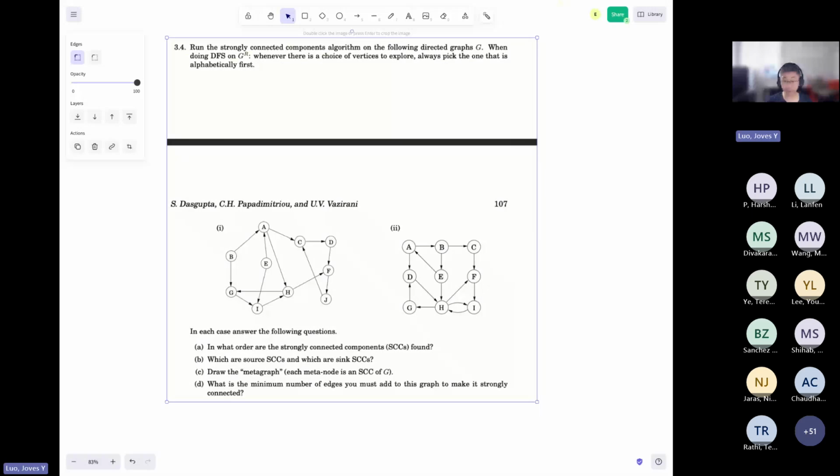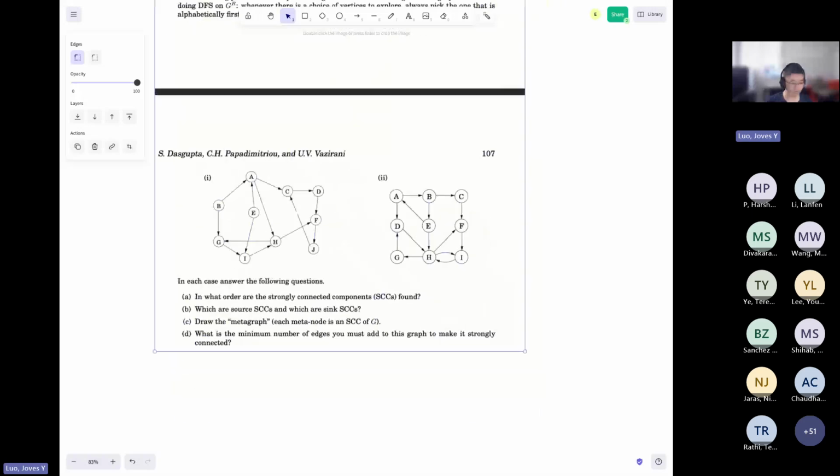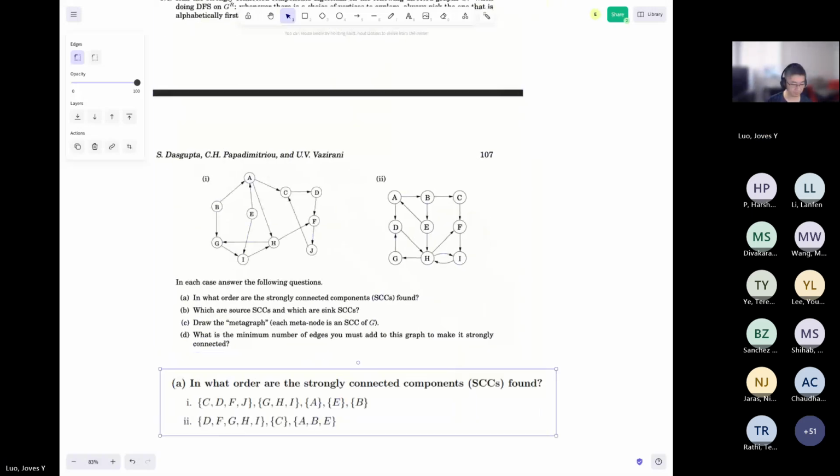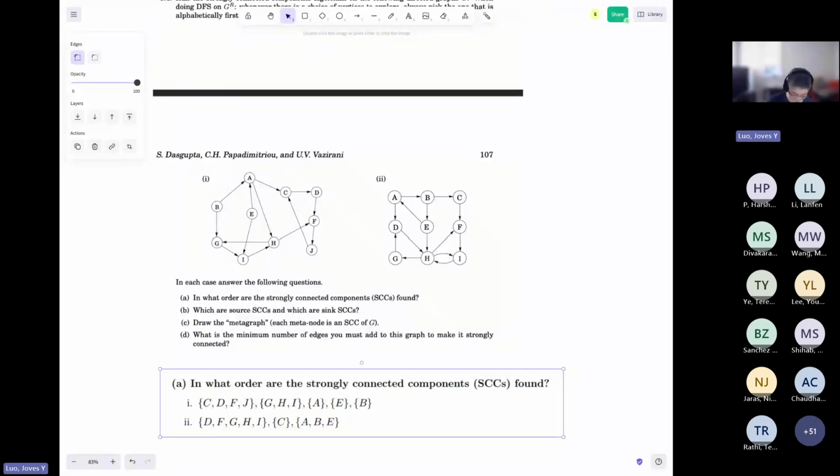Oh, do we have two graphs? Oh, we have two graphs. Okay. All right. Let's try not to mess this up.